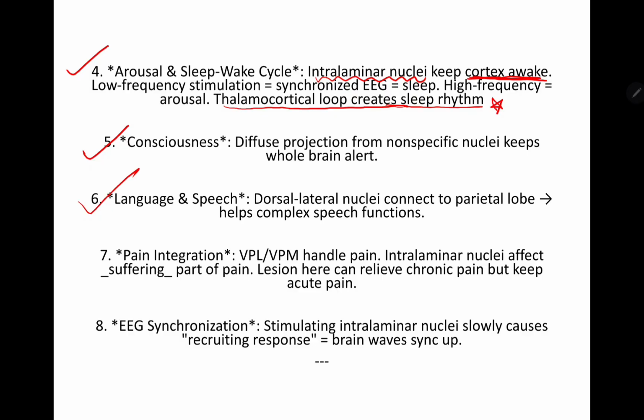Next is language and speech. So dorsolateral nuclei connect to the parietal lobe, which will in turn help in complex speech functions. That is how it helps in language and speech. Next is pain integration. So VPL and VPM handle the pain. Okay. Intralaminar nuclei affect the suffering part of the pain. Lesions here can relieve the chronic pain but keep the acute pain. They can relieve chronic pain but keep the acute pain.